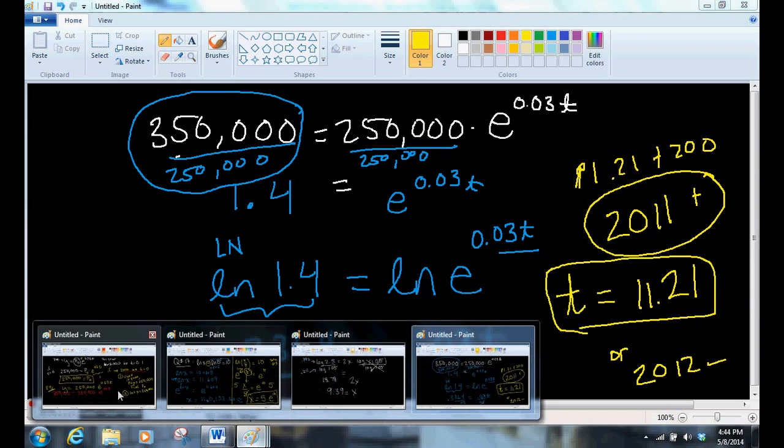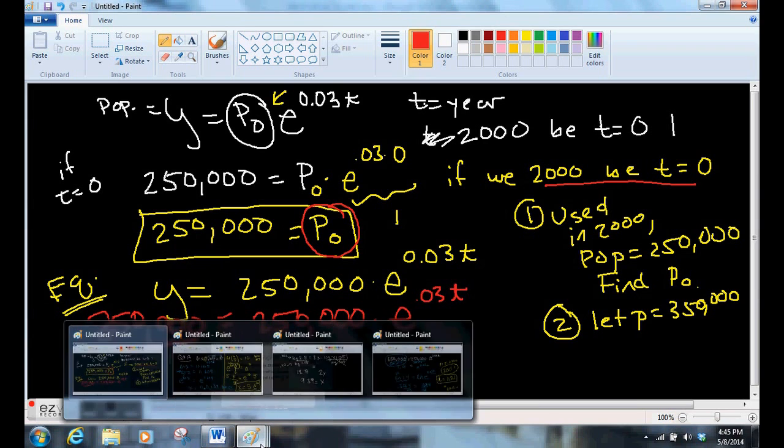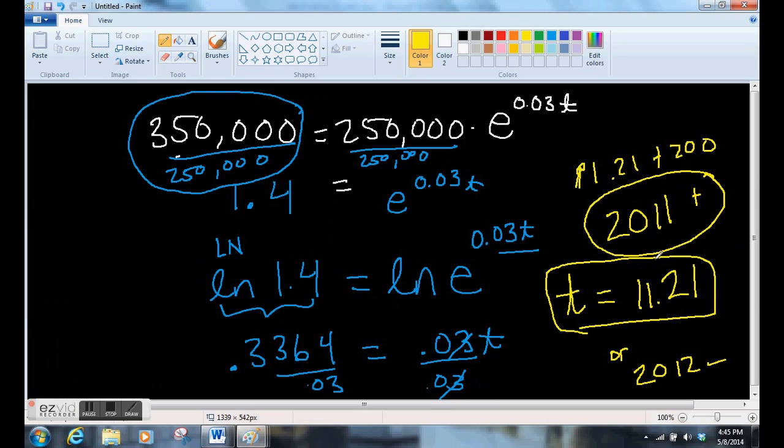So again, to summarize what we did for this problem, first we took the information that we had and let that be the starting year, t equals 0. We used that information to solve for P0, and that gave us a better equation. Then we solved for t when y, the population, equals 350,000. What is the year? The answer is 2011. Whew! So look at those problems and let me know where you get stuck.